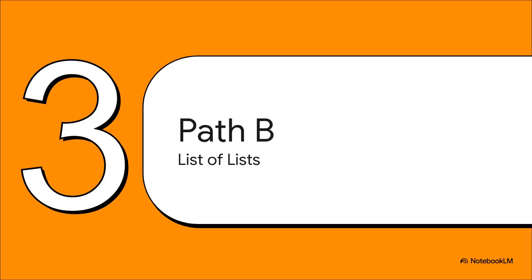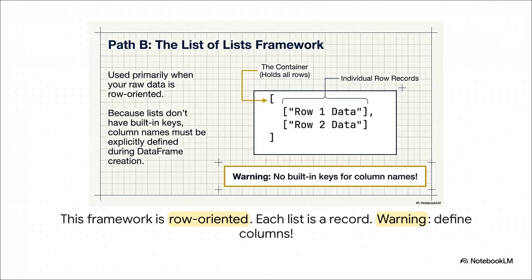Okay, but what if your data isn't organized by columns? What if it's organized by rows? Well, that brings us to Path B, the list of lists method. This approach is all about the rows. You start with a big list, and then each list inside of it represents one single complete row. But here's the catch, and it's a big one. Lists don't have keys like dictionaries do, right? So there's no automatic way to name the columns. We have to tell Pandas what to call them ourselves.